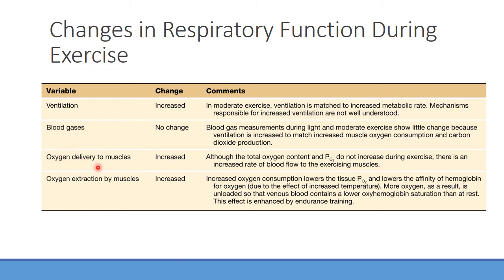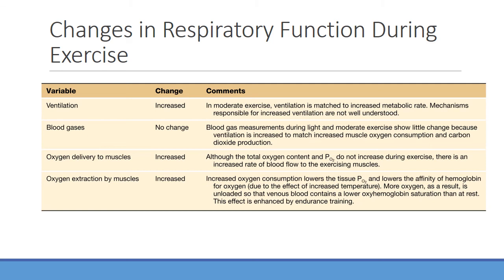Looking at oxygen delivery to the muscles, we notice there should be some increase here. Even though the total amount of oxygen content and the actual PO2 within the blood do not really change at all, we know there's going to be an increased rate of blood flow to the exercising muscles. So more blood flow to those muscles, more oxygen ultimately going to be delivered there. And what we see with the muscles is they're going to have an increased oxygen extraction rate, mainly because as those muscles are working, they're producing more ATP, they're using up the oxygen there, and the PO2 within the tissue is going to lower. We know that when we get lower down on that oxyhemoglobin desaturation curve, they're going to have more and more of that oxygen dissociating from the hemoglobin and donating itself to the tissue.